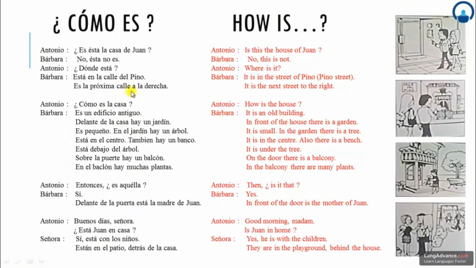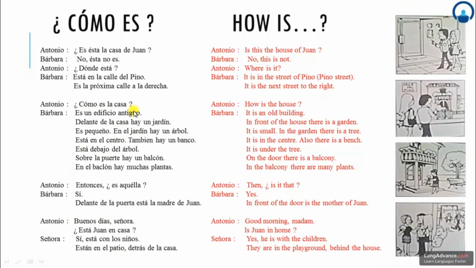Es la próxima calle a la derecha. It is the next street to the right. Próxima means next and derecha means right. It is the same as we have seen in the earlier drill module. A la izquierda, that was to the left, and a la derecha means to the right.